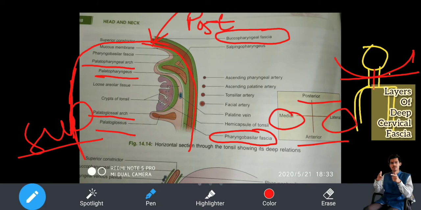But palato is the palate of your mouth, and pharyngeus is the pharynx. So everything that is starting from the palate ending to the pharynx. Understood? Yes. Now pharyngobasilar fascia, you can see here also the name is.